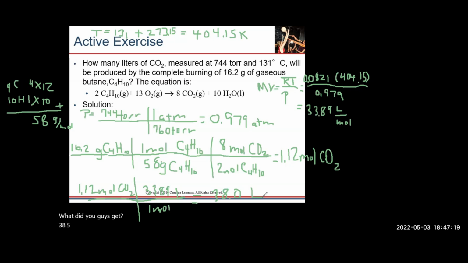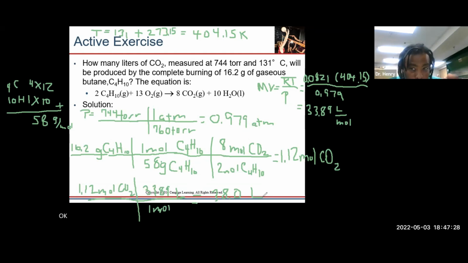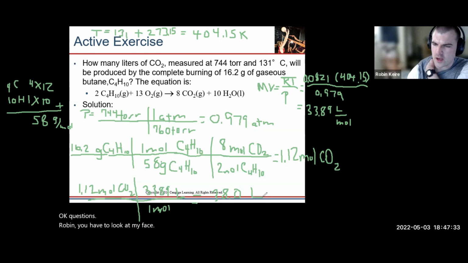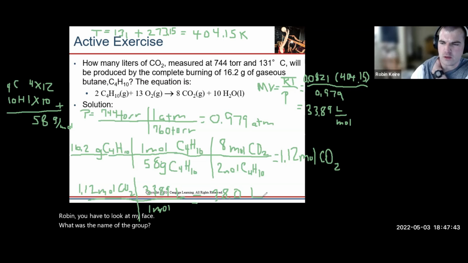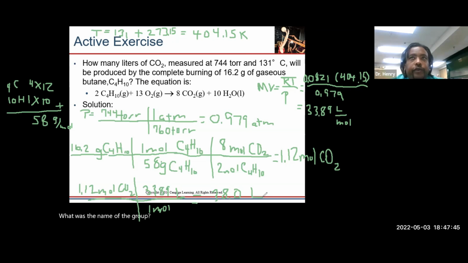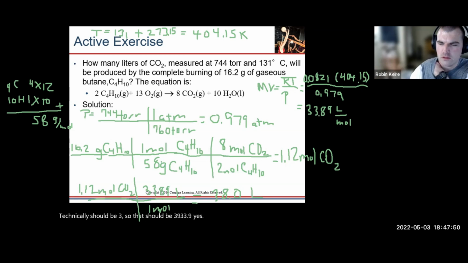Okay, questions? Robin, you had a question. When we're calculating the molar volume, what would be our sig figs? It would be 3, right? That should be 3, so that should be 33.9. Yes. Okay.